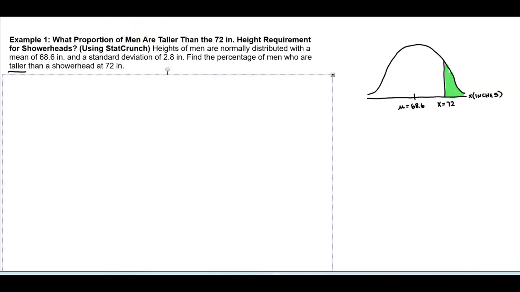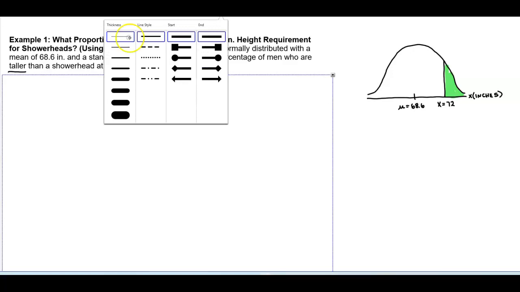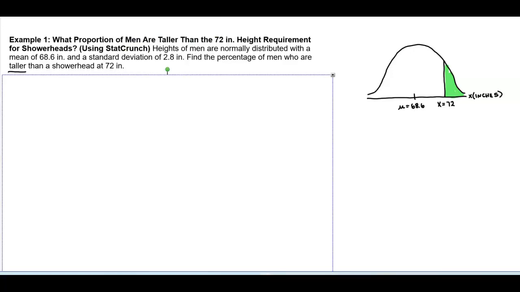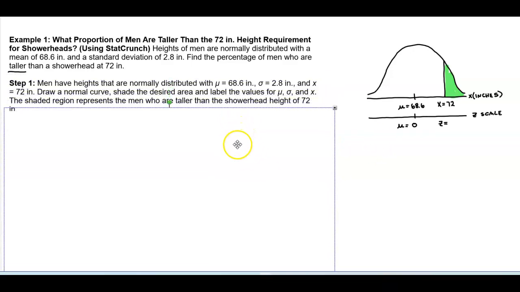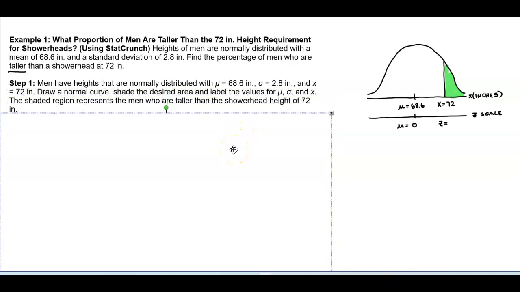Okay, now before we do, we also need to write the scale underneath it, which represents the z-score. So the z-score, if you recall, on the z-scale is going to have a mean of 0. And so this is going to represent the z-scale. And so what we want to do is find out what is the z-score according to a value of x, which is equal to 72. So what we've done in step 1 is, again, we know that the mean is 68.6, standard deviation of 2.8, and x is equal to 72 inches.